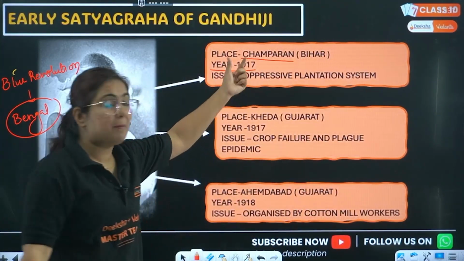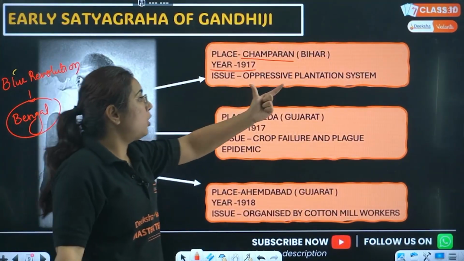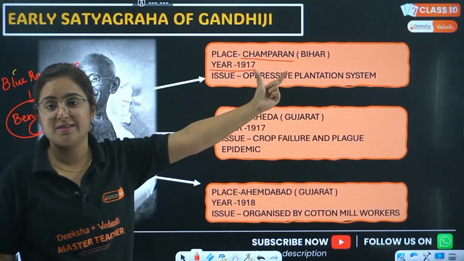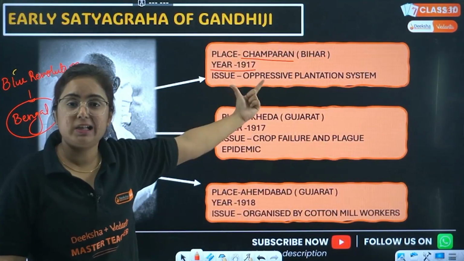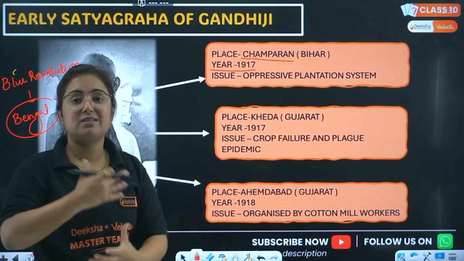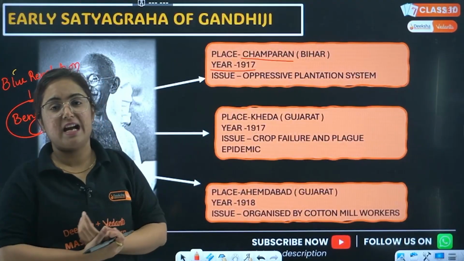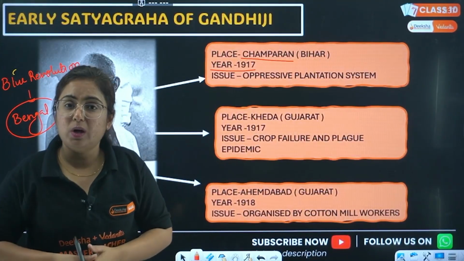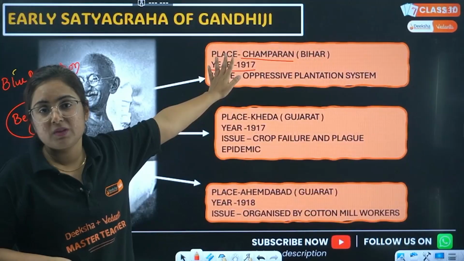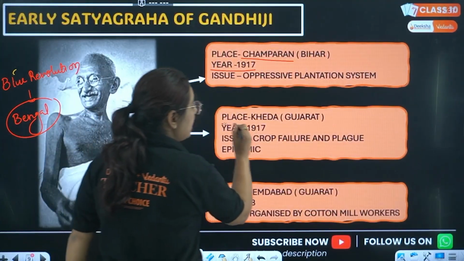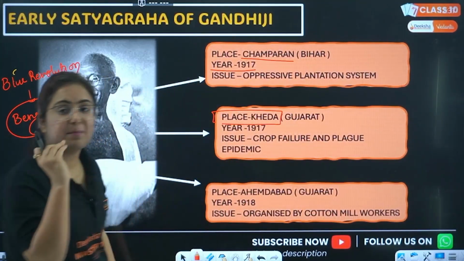So now, Champaran, Bihar, what was the issue? The oppressive plantation system. The leaders here called Gandhiji to give them support and to start doing Satyagraha against the Britishers. And do you know what happened? He was successful here. A similar revolt he took part in was in Kheda, and Kheda is a place in Gujarat.